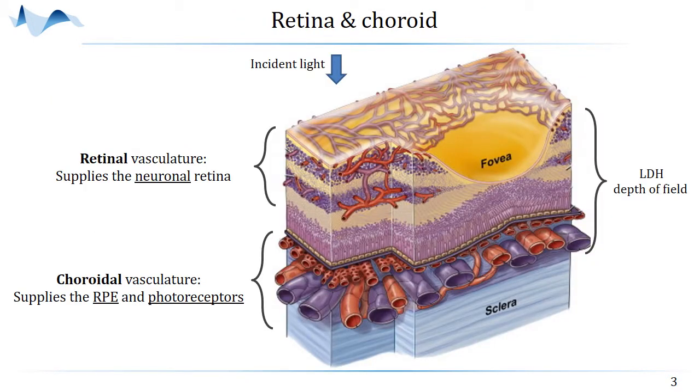Now, when light reaches the eye fundus, it first goes through the retina, supplied by retinal vessels, then through the RPE and photoreceptors, and finally it reaches the choroid. The choroid is particularly challenging because of this upper-lying RPE and photoreceptors, which scatter and absorb a lot of the light. The laser Doppler holography depth of field is large enough to encompass both the retinal and choroidal vasculature. But in this presentation, we're just talking about the choroid and the contrast that we can have in the choroid thanks to laser Doppler holography.